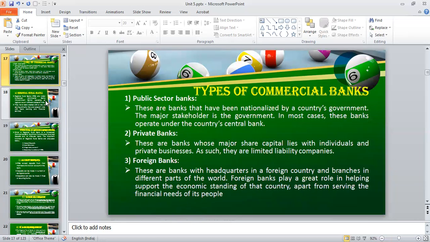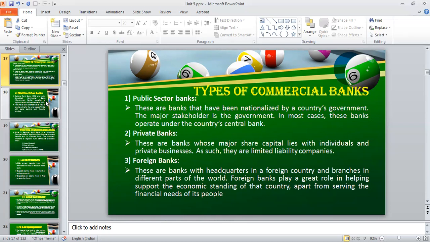The public sector banks, in the sense, these banks have been established by the country's government. The major stakeholder is the government. So in most of the cases, these banks operate under the country's central bank only. So what is the private bank? The private banks normally have their major share capital with some individual persons as well as some private businesses. Therefore, there are some limited liability companies.